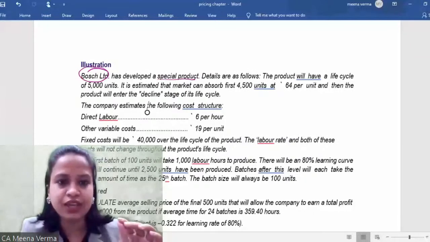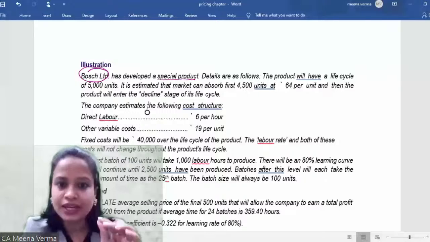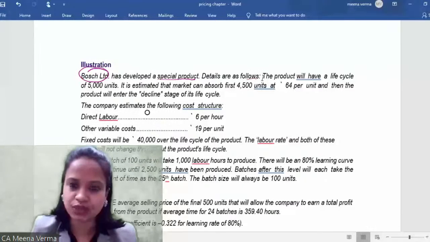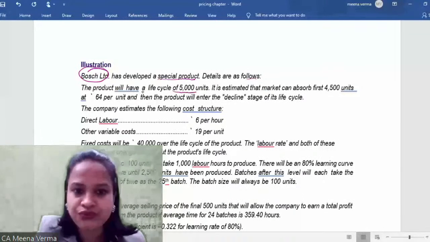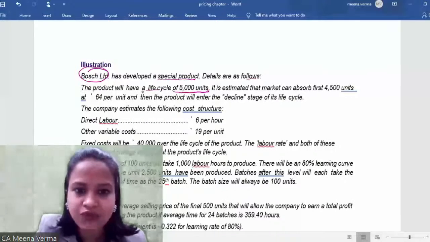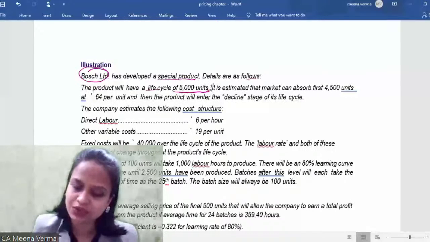Now see, Bosch Limited, a company, has developed a special product. Details are as follows. The product will have a life cycle of 5,000 units. So during the entire life, they will produce 5,000 units.